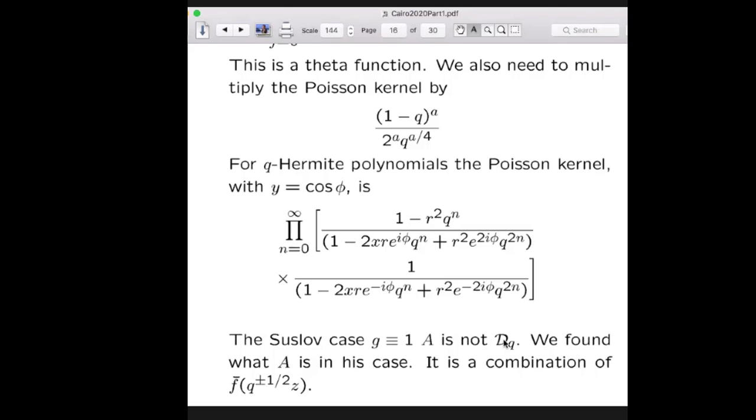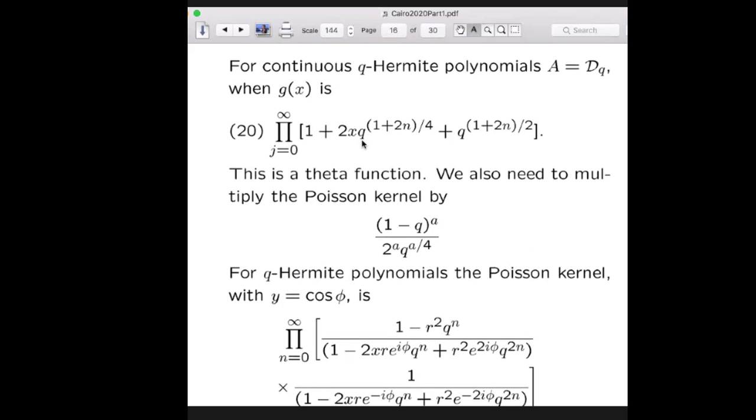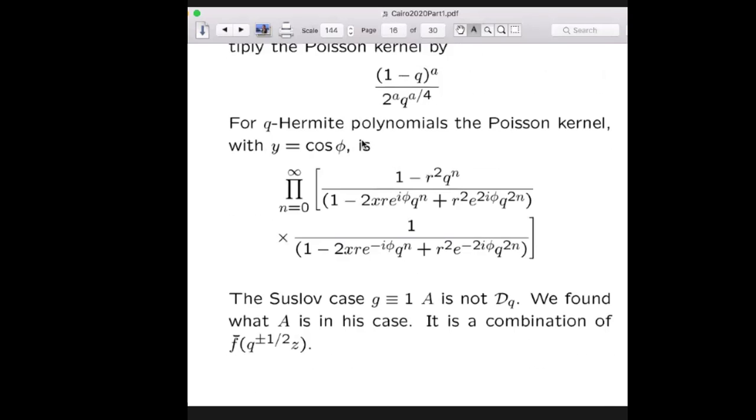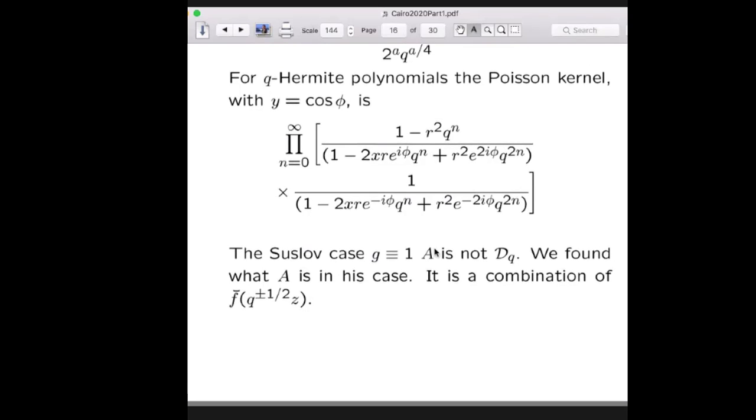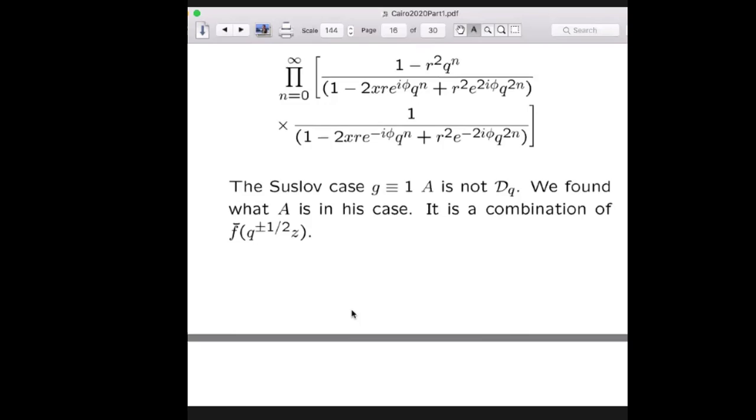If you want to do the Askey-Wilson, you have to use this G, and you have to use this special choice of G in order for these things to work. Okay, so then we figured out what kind of operator will work for Suslov's result. It's a combination of this F check with q to the plus or minus a half times the shifts, with the dilations in the z variable.